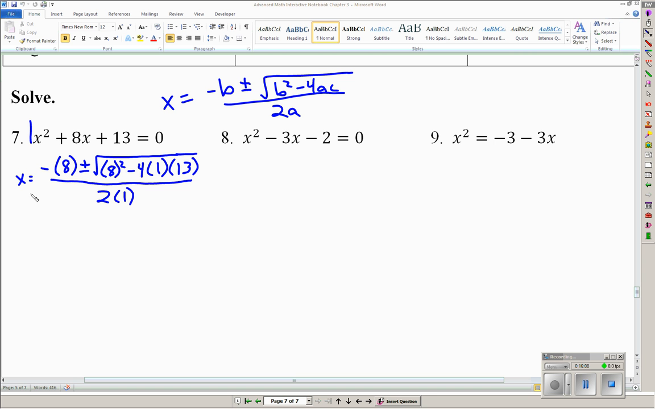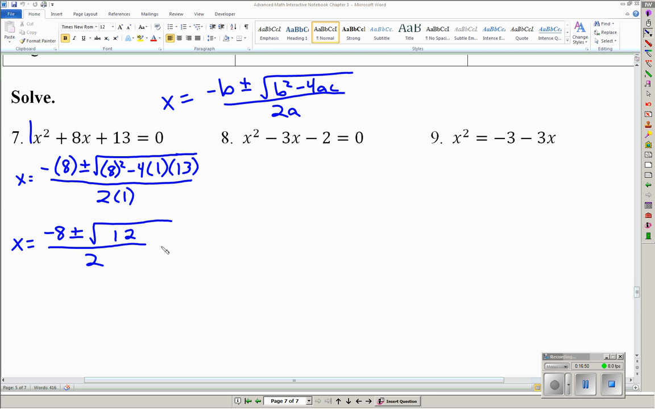Now it looks crazy, but just focus on each part and simplify each part. Negative of 8 is negative 8. That part is now finished. Then the square root. That's 64 minus 4 times 1 times 13. That's 52. 64 minus 52 is 12, all over 2. Now each part's simplified. This 12 is the discriminant. It's positive, so I'm going to have 2 real solutions.